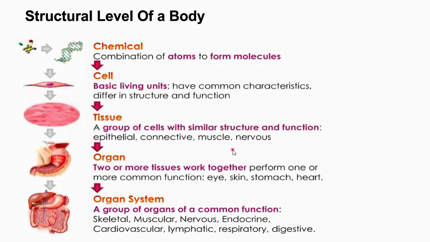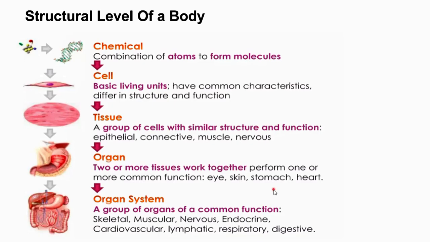Now, when two or more tissues work together to perform one or more common functions, they form what we call an organ. So an organ is simply a combination of two or more tissues which are working together to perform one function or more. As examples of organs, we can talk about the eye, the skin, the stomach, the heart, which pumps blood, and the liver inclusive.